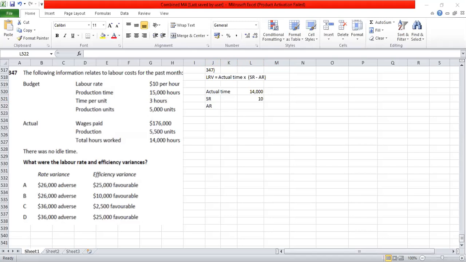Can we find out what is actual rate? Yes, we can find out what is actual rate. How do we find out what is actual rate? $176,000 divided by 14,000 gives us the actual rate.